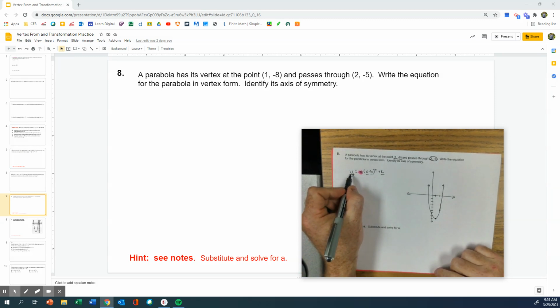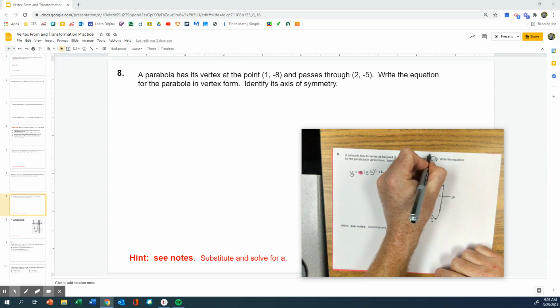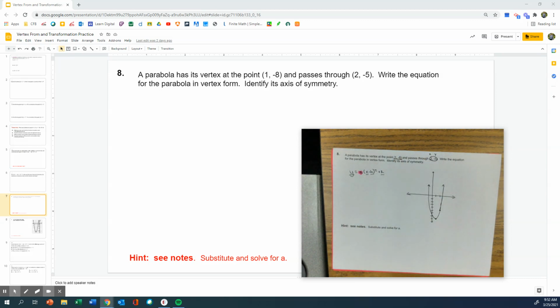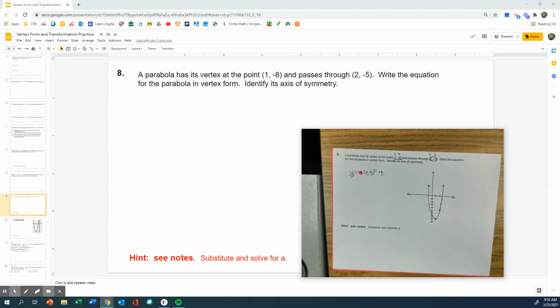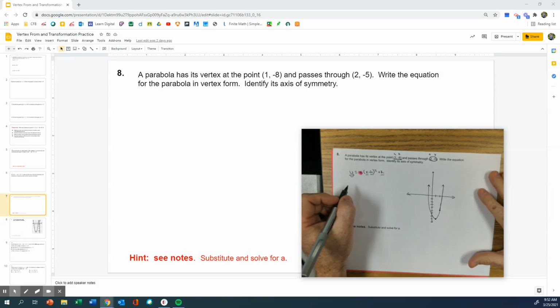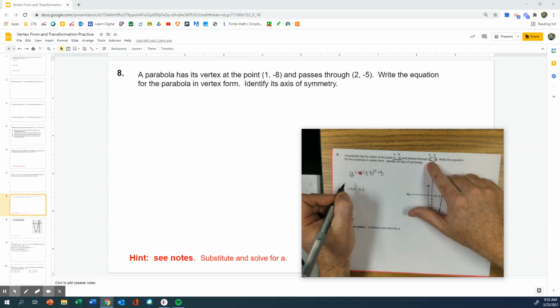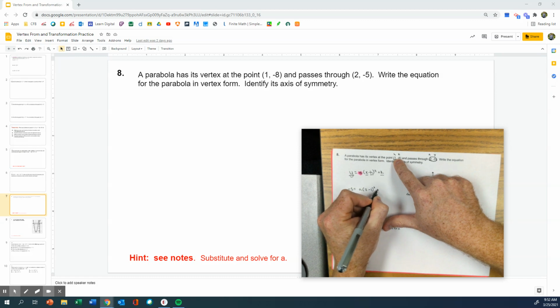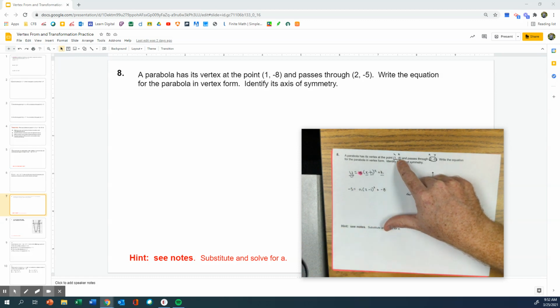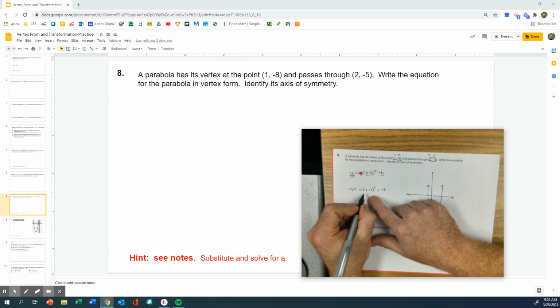Okay, so we have an x and a y. It tells us right here, this is our x, this is our y, because it passes through that point. And we have our h and we have our k. So all we're going to do is substitute all of what we have into this equation, find what our answer for a is, and then rewrite the equation as it should be. So y is -5, which is equal to a times (x is 2 minus h is 1) squared plus k is -8. And then now we just solve.